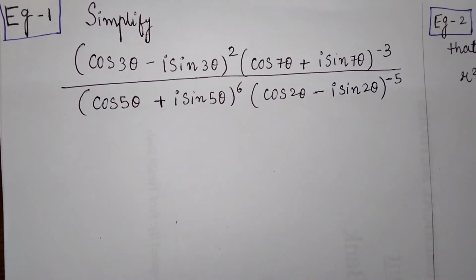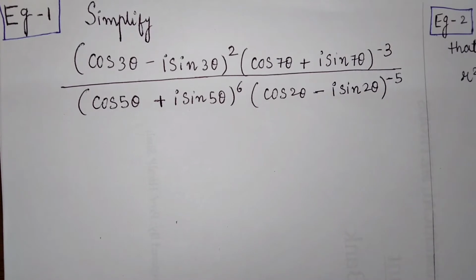So now we will see an example of De Moivre's theorem. Example 1. Simplify (cos 3 theta minus i sin 3 theta) raised to whole square into (cos 7 theta plus i sin 7 theta) raised to minus 3, and in the denominator part (cos 5 theta plus i sin 5 theta) raised to 6 into (cos 2 theta minus i sin 2 theta) raised to minus 5 is given.